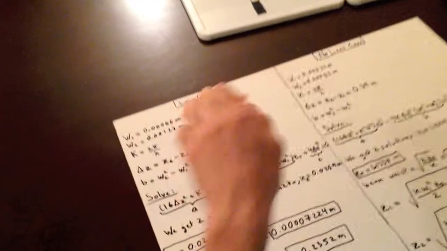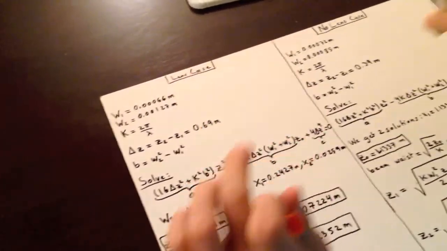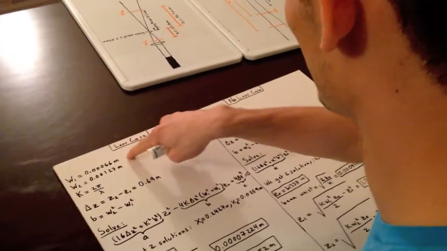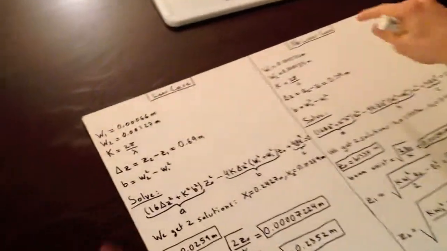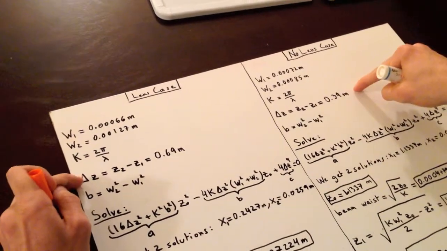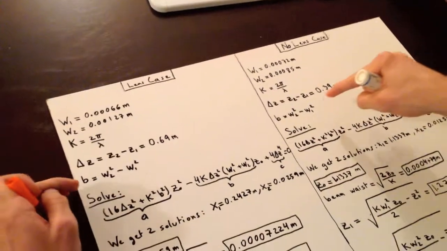Oybek, what are you working on? The beam profile algorithm. Can you show me how it works? Of course, Daniel. So we have two cases, the case with the lens and the case with no lens. I took the two data points that you gave me for the beam waist at the two different locations for both cases. We have our wave number in both cases. We have delta z, which was measured in lab, and we have this parameter of b.